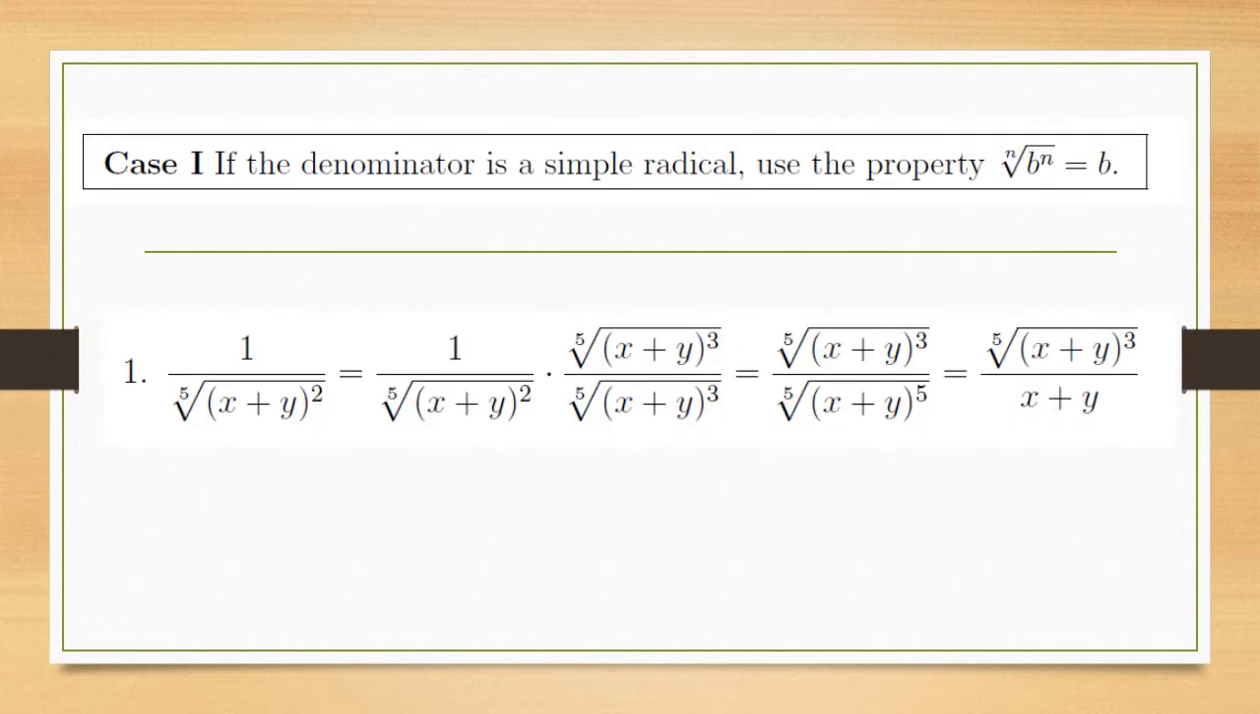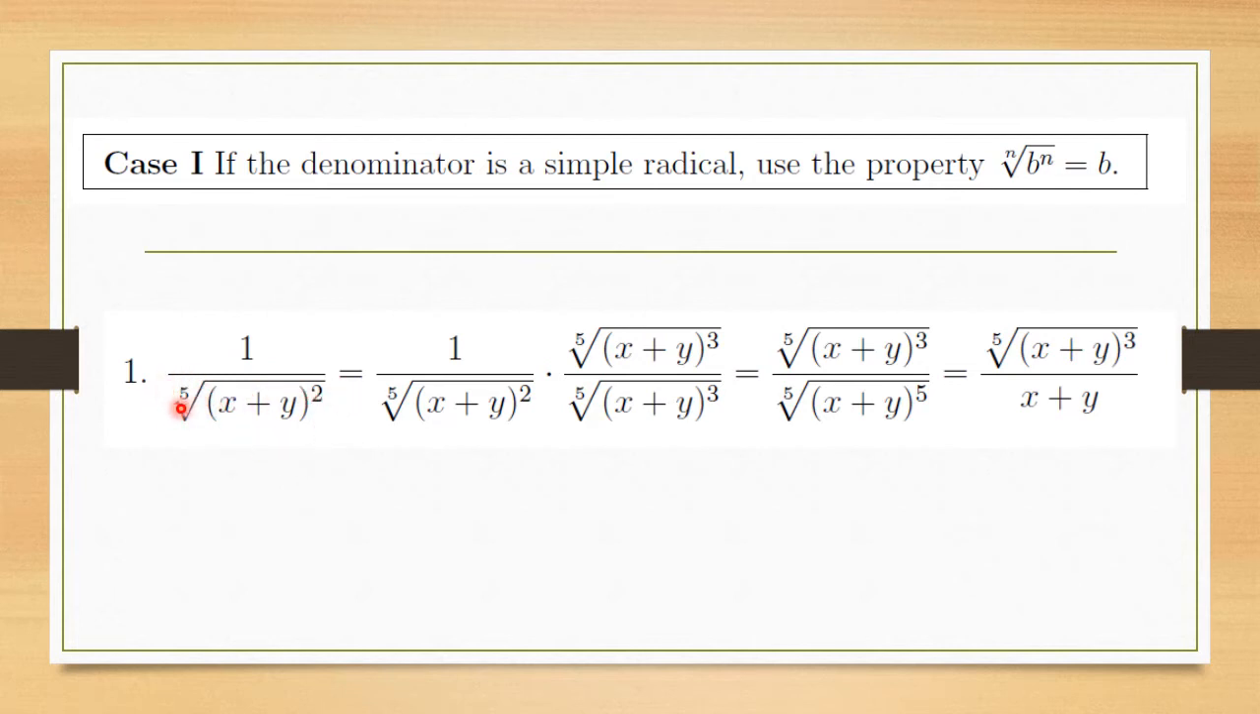Case number 1. If the denominator is a simple radical, use the property nth root of b to the n equals b. So in this type of problem, you might be given a denominator with one single radical whose radicand has an exponent that is less than n. So what you need to do is multiply it with a suitable factor so that its exponent will be equal to the index.